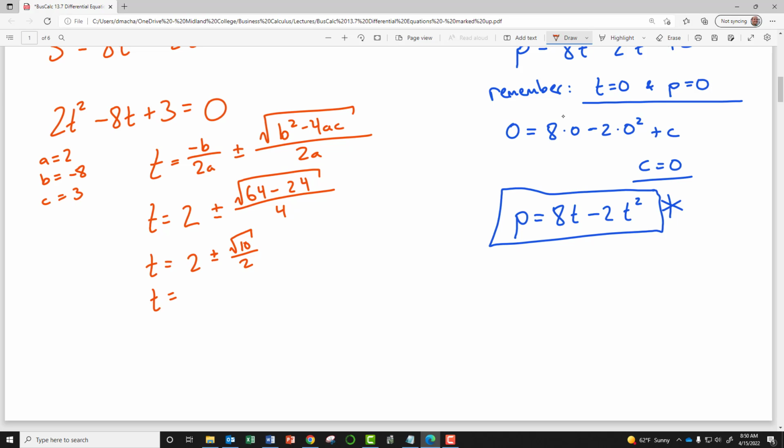So my solution definitely cannot be 2 plus root 10 over 2, because 2 plus root 10 over 2 would be more than 2 hours. So then my solution has to be 2 minus root 10 over 2.